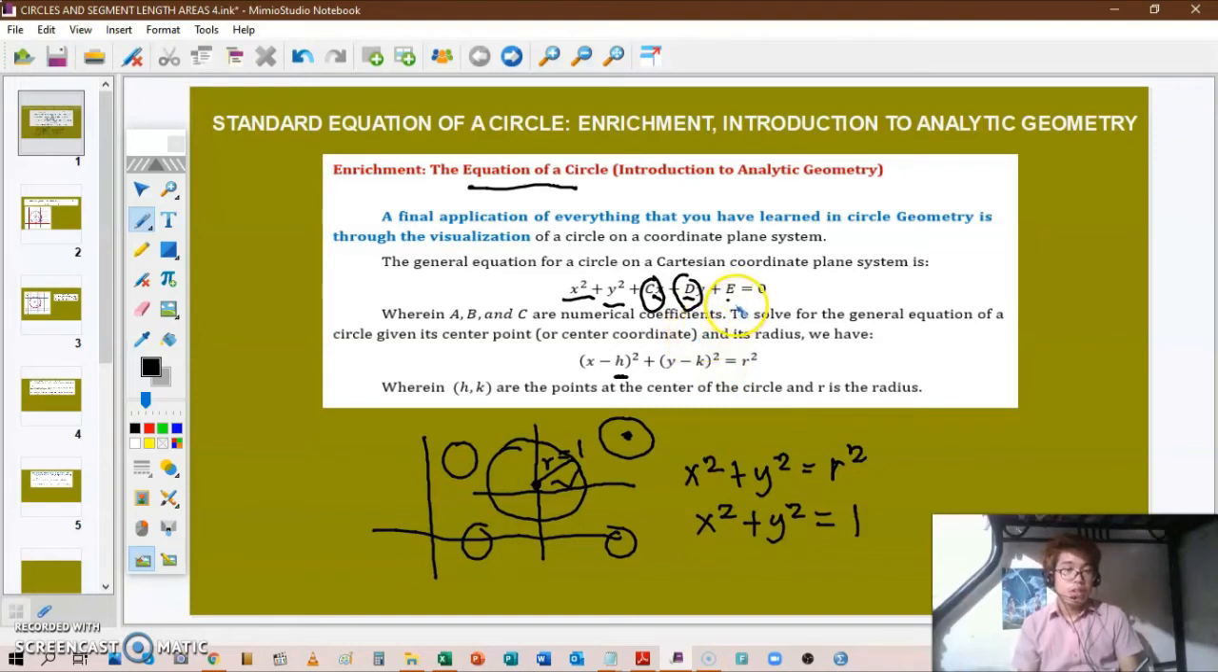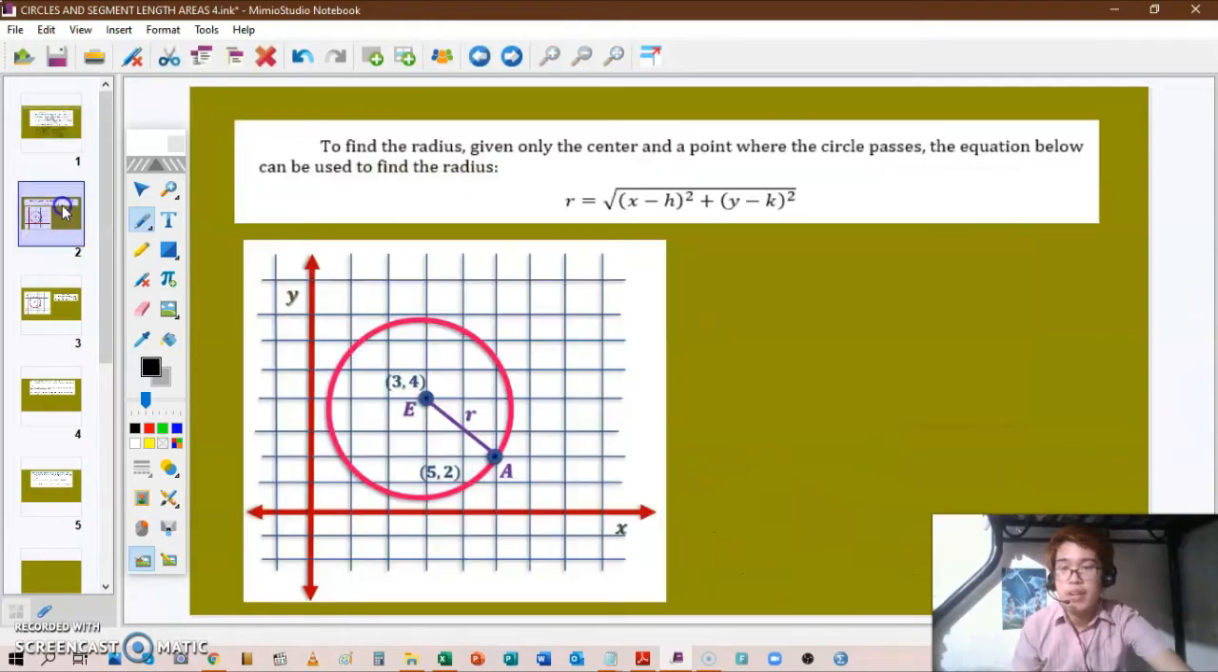And the e is the answer here from the other side of the equation on the right side. If we transfer that to the left side, this is going to be x squared plus y squared minus 1 is equal to 0. And again, this e here is arbitrary. It can be positive or negative since it's a variable.